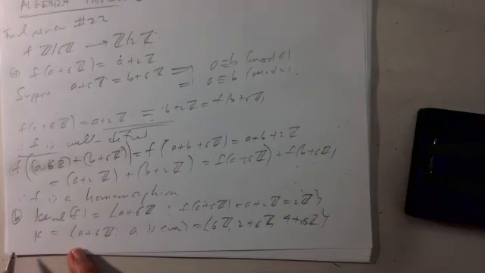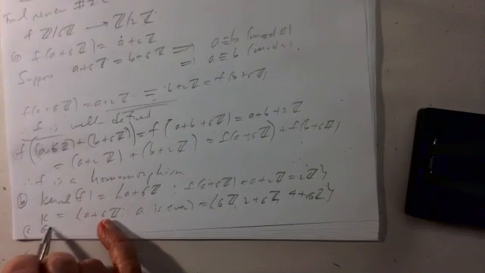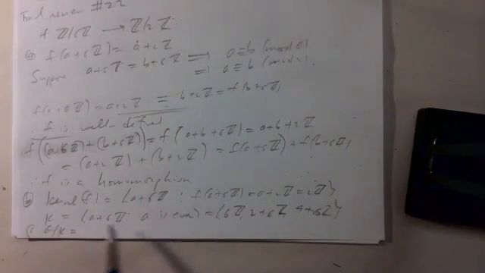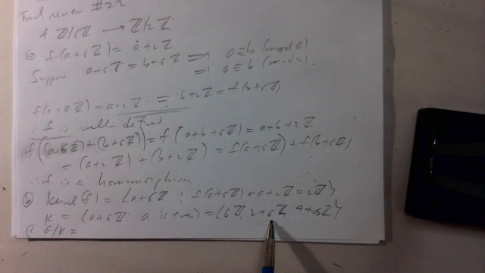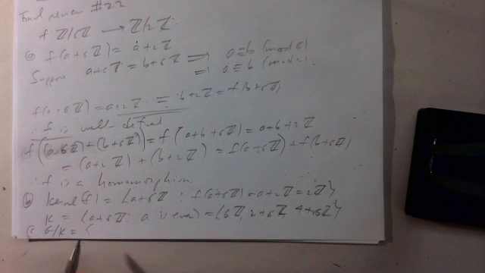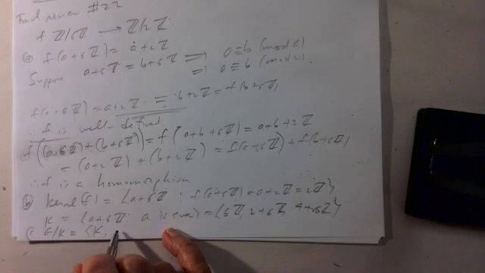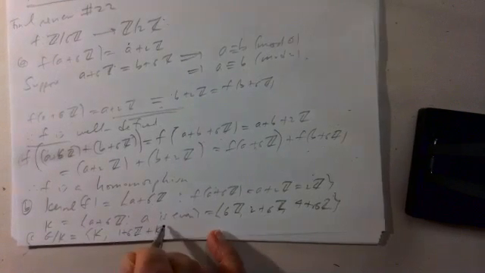So that's my K. And G mod K, well, there are two left cosets, right? Because Z mod 6Z is a group with 6 elements. This group has 3 elements, so the index is 2. 2 times 3 equals 6. So one coset is K itself, and the other is, just for example, take 1 plus 6Z plus K.